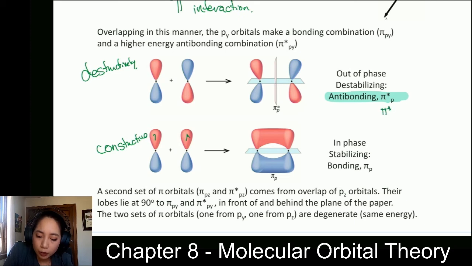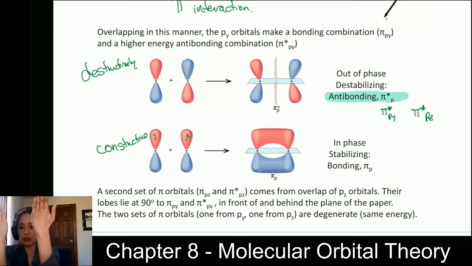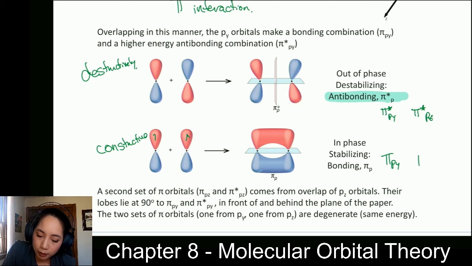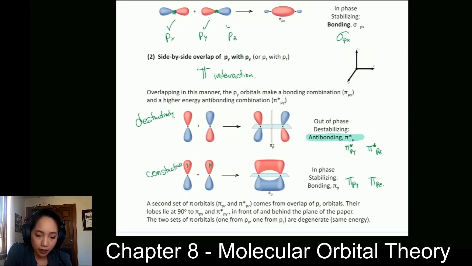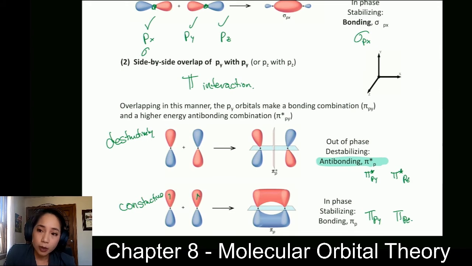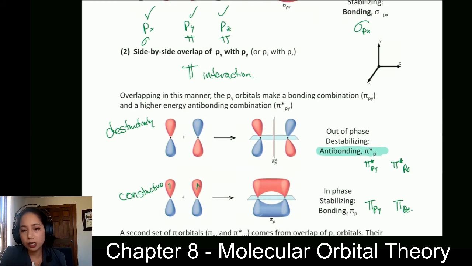So really, there's a pi star py and a pi star pz, because one of the interactions is this way for py, and then one is this way, pz. So we're kind of just doing them together. And then we have our stabilizing constructive addition. So we have pi interaction py and pi pz. Okay, so those are all of the different interactions between p orbitals. So px was a sigma interaction, py is pi, and so is pz, assuming that your internuclear axis is on the x-axis, which typically we make it so it is.